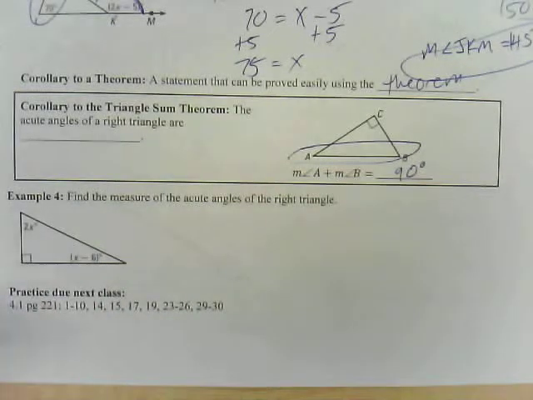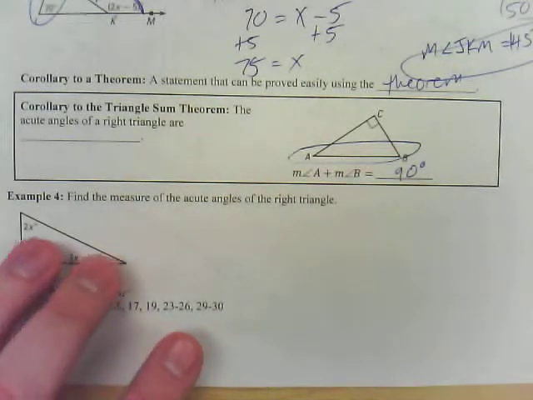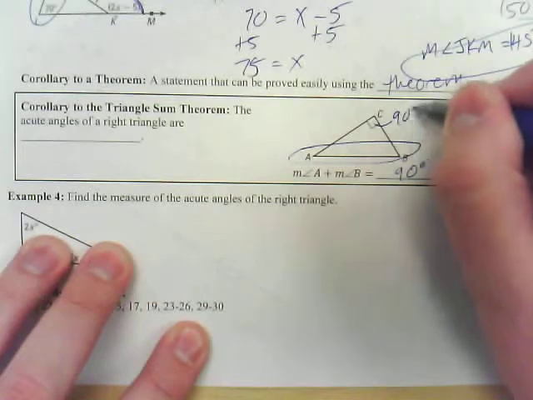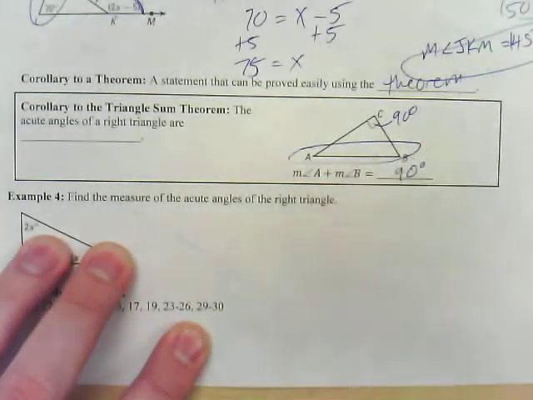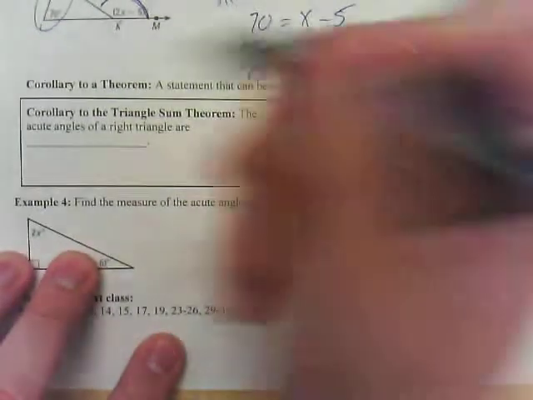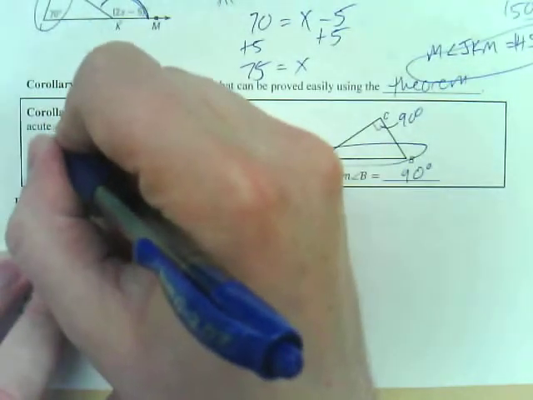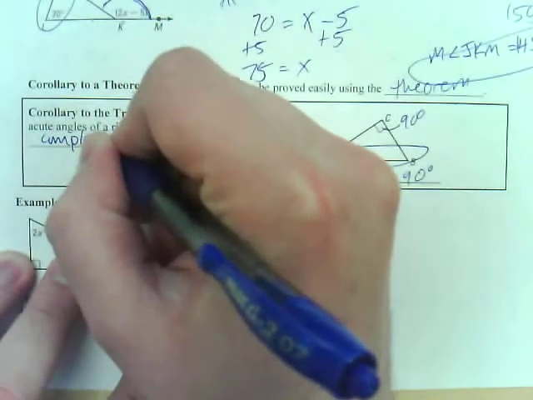And that makes sense if you think about it. So we've got 180 degrees for all three of them. Well, if this one's 90, then that leaves just 90 for these two. So that means that again, acute angles of a right triangle must be complementary. They must add up to 90 degrees.